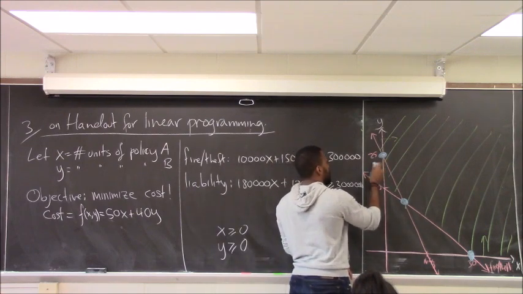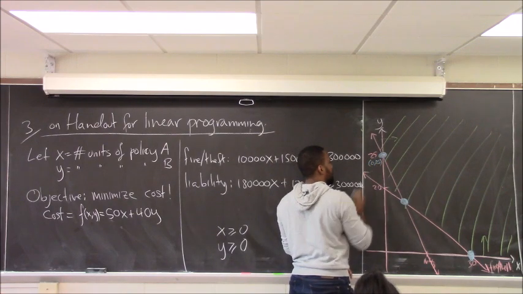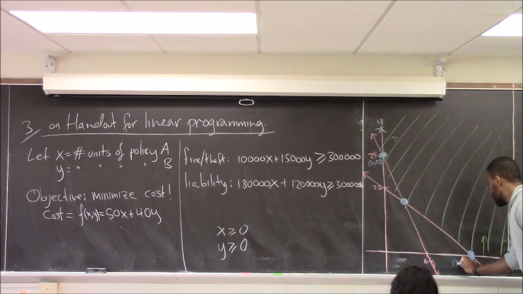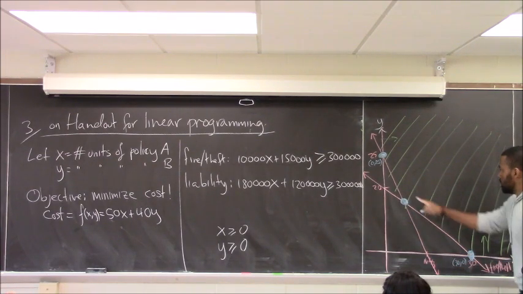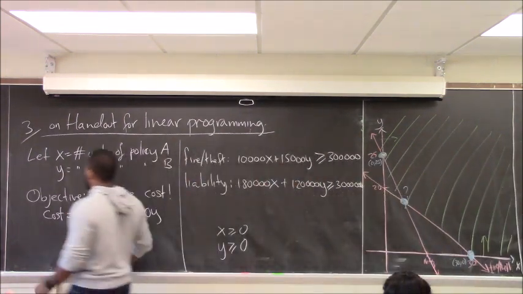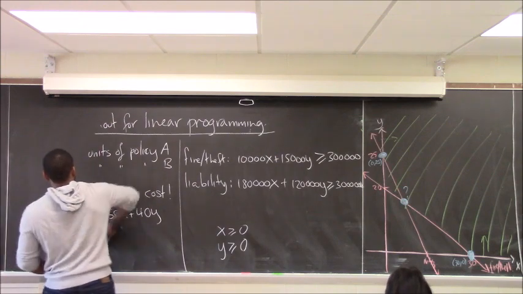This point here is pretty obvious, 0, 25, because that's the y-intercept. This point here is also obvious, that's 30, 0. This point we need to find. So that amounts to solving a system of equations.